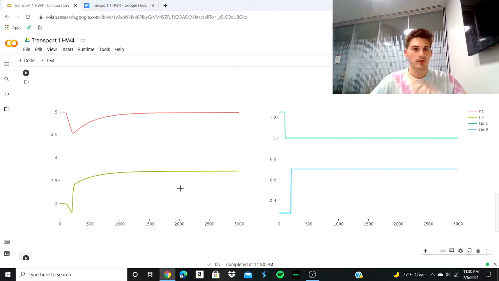And so you can see here, after 100 seconds, we have our flow rate into our first tank changing to 80% of its original value. And then you can see how that affects the heights of the liquids in the tanks. And then you also have the flow rate entering tank 2 changing to 250% of its original value after 200 seconds, and you can also see how both of these changes in flow rates affect the heights of the liquids in each tank here.